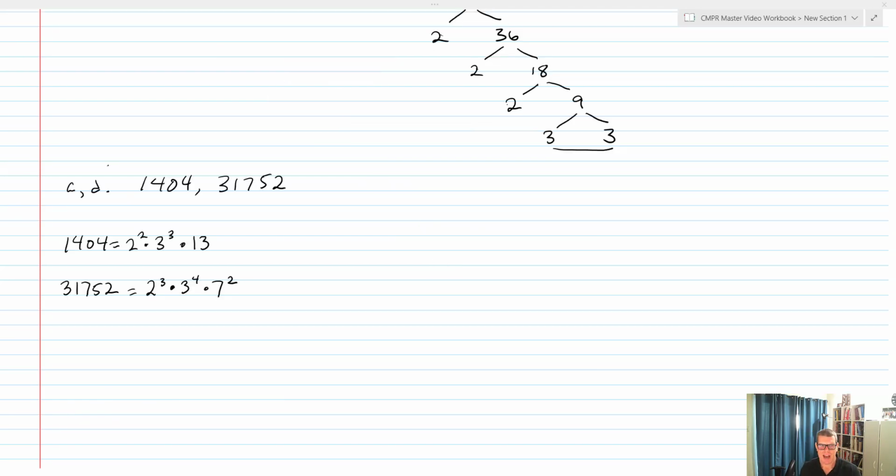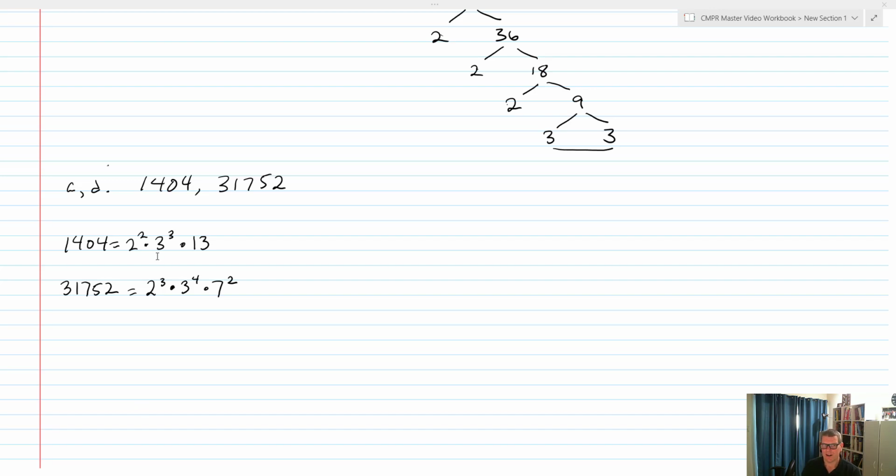So now that you finished that, we've got 1404 is going to equal 2 squared times 3 cubed times 13. So go ahead and take a look at that, see if you got the same thing. And then 31,752 is going to equal 2 cubed times 3 to the 4th times 7 squared. So those are your prime factorizations.